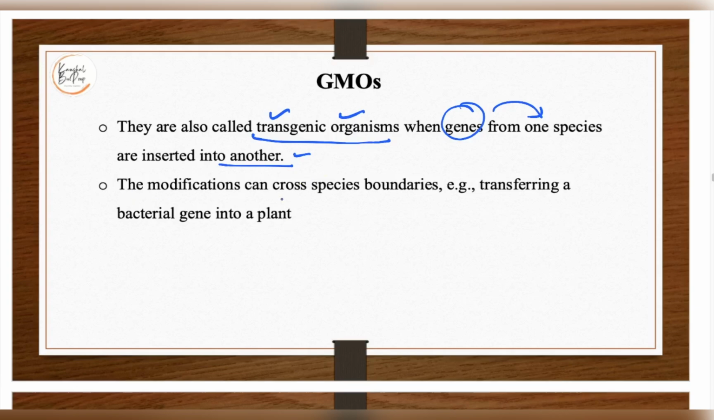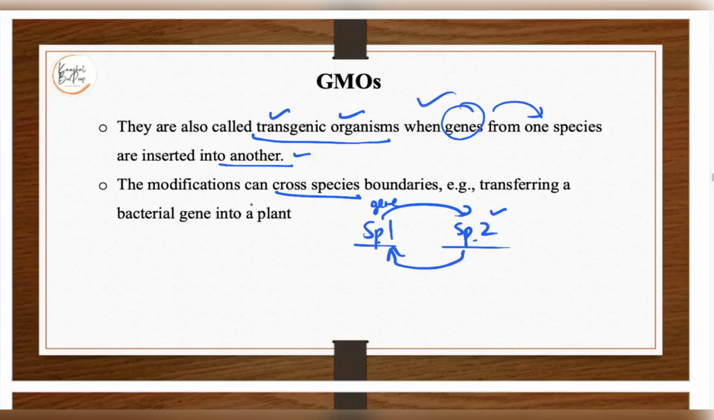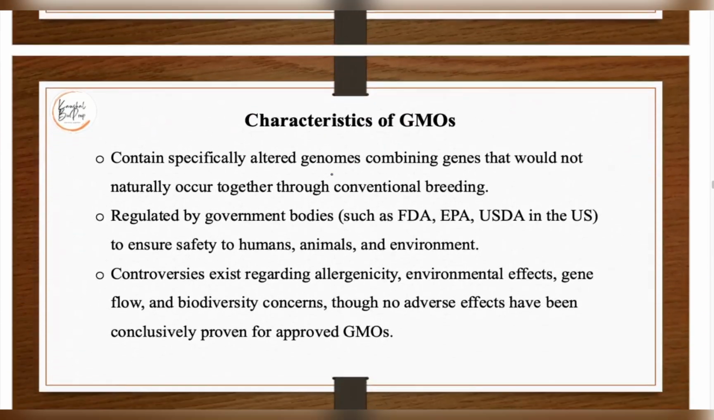Now the modification can be cross species bound. That means these modifications can cross species boundary. So cross species modification can be there. That means this is species 1, this is species 2. These are two different species, but you can take a gene from species 1 and insert it into species 2, and sometimes even vice versa. So within species you can modify, and between species you can modify. For example, you can transfer a bacterial gene into a plant genome, right? So these two things are there.